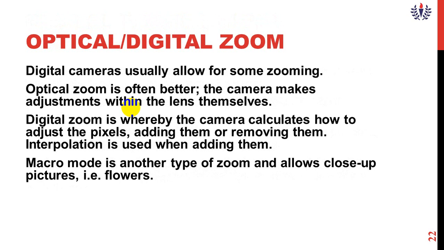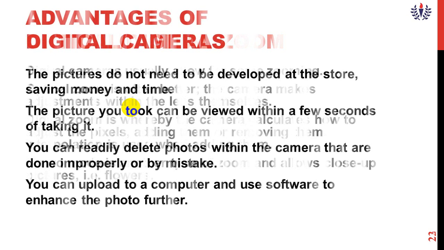In digital cameras, there will also be zooming options. This zooming option is called macro mode, which gives the pixel adjustment, with digital zoom calculating how to adjust the pixels, adding them or removing them.